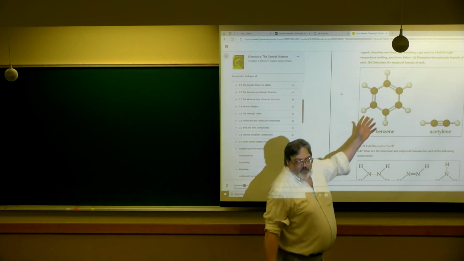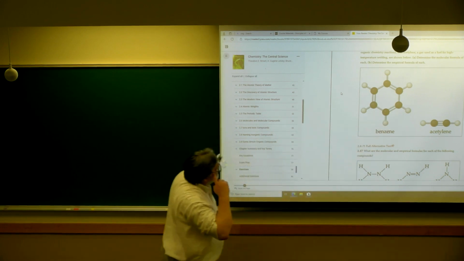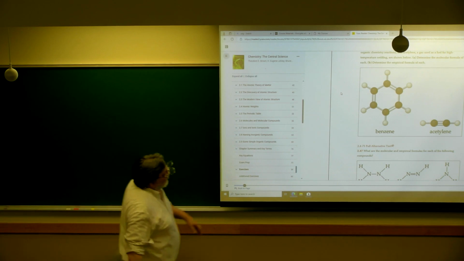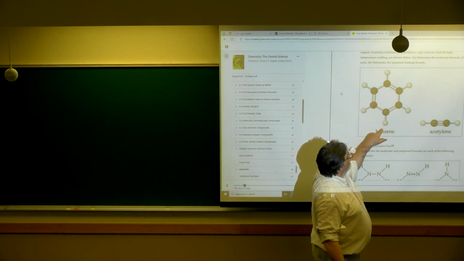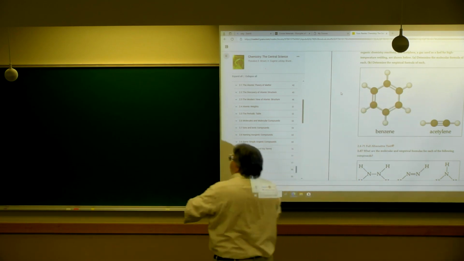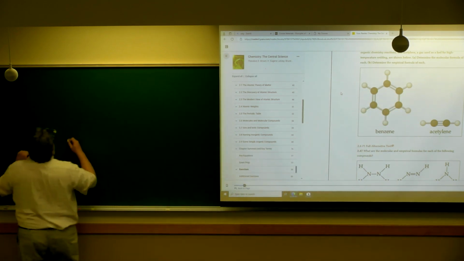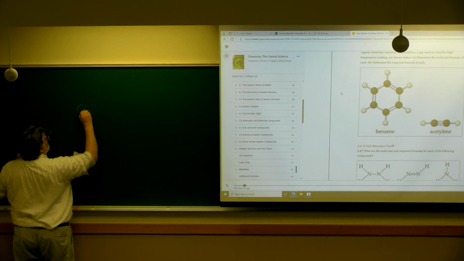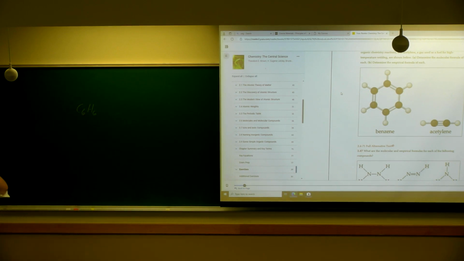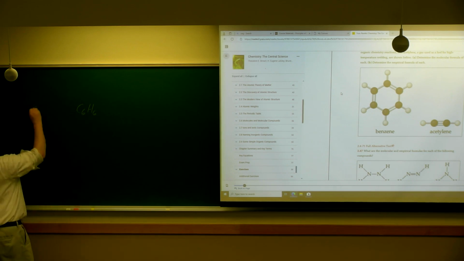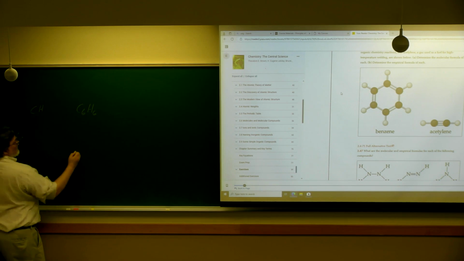empirical formula, molecular formula on these, you see 6, so for the first one, benzene, you see 6 black ones, so that's 6 carbons, and you see 6 white ones, that's 6 hydrogens. So you would say for the molecular formula, straightforward enough, right? And then what would the empirical formula be? CH. It would just be written like that, CH.